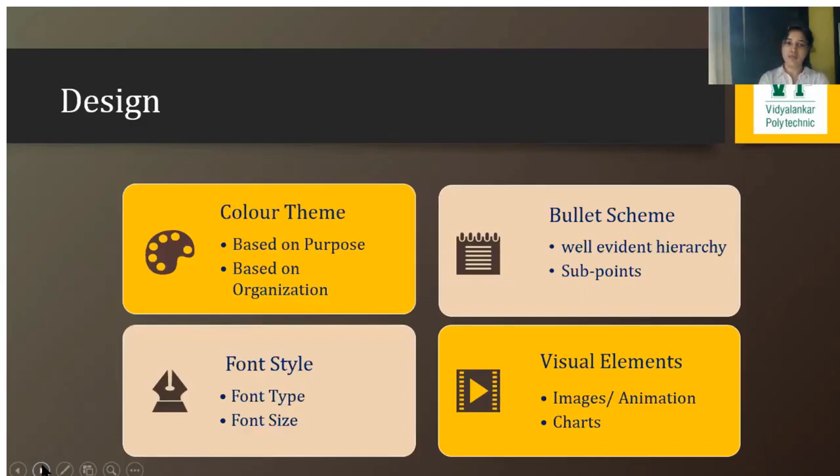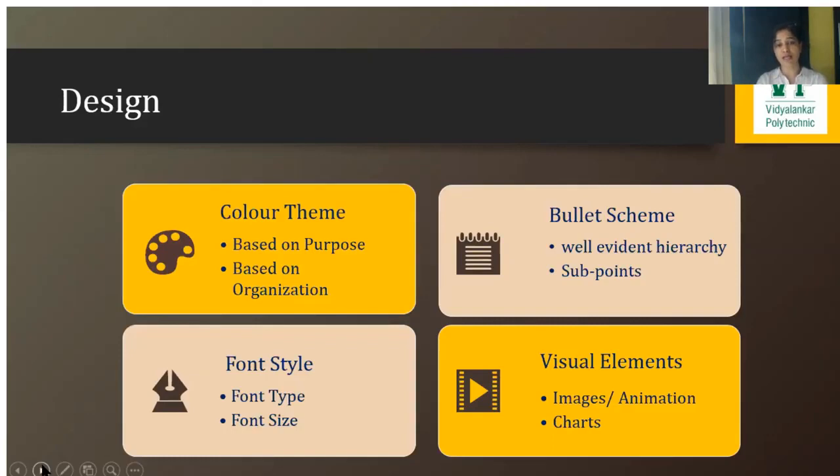At the same time, if you have to focus on content which is in writing, you can choose darker slides as well. When I'm talking about a color theme based on the organization, organizations have their own identity. And by seeing that, it should be evident that this PowerPoint presentation is related to this particular organization.